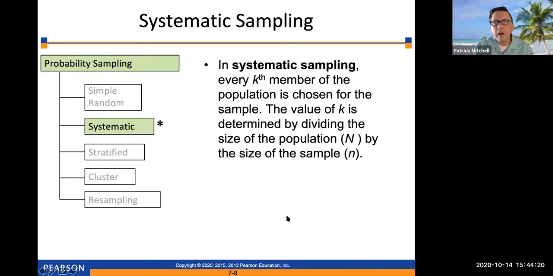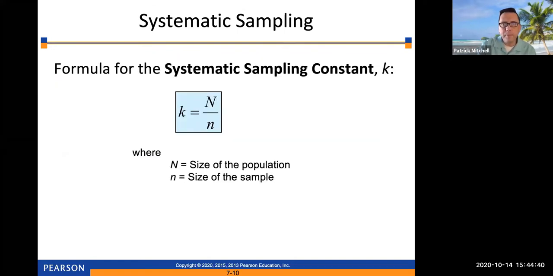All right, so in systematic sampling, every kth member of the population is chosen for the sample. The value of k is determined by dividing the size of the population, which is usually called capital N, by the size of the sample, little n. So here's the formula for your systematic sampling constant. I've never heard it go by such an impressive sounding name before. Again, capital N is the size of your population, little n is the size of your sample.